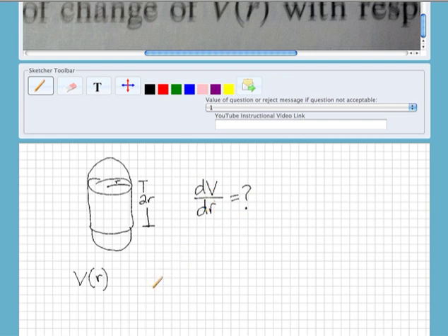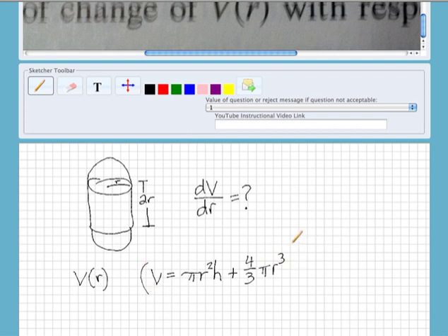Okay, so what we need to do is get the volume in terms of the radius. In other words, we need to get volume as a function of the radius. So what I'm going to do is write out the volume equation here. We have a cylinder, so the volume for a cylinder is pi r squared h, plus two hemispheres. But if you combine two hemispheres, you get one sphere, and the volume of a sphere is 4/3 pi r cubed.